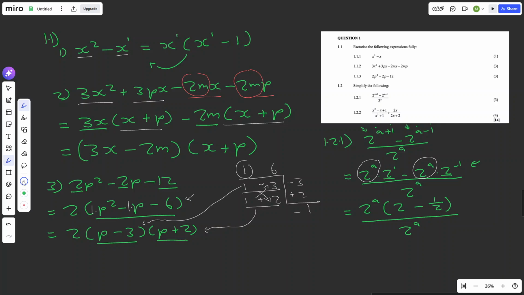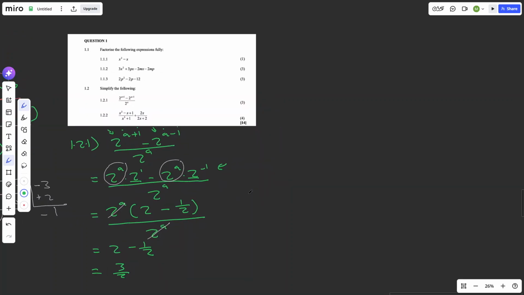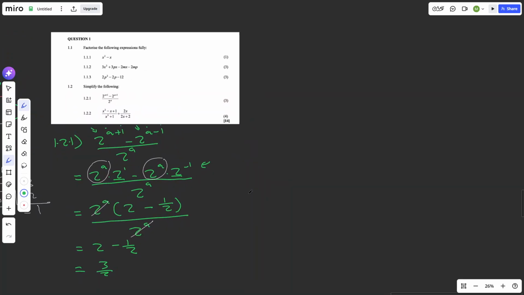So now what you'll notice here is that 2 to the a can cancel out with 2 to the a. Once that is done, we can then simplify this to 2 minus a half, which is equal to 3 over 2. And that is basically it for that question, right? So as you saw, we just took a step-by-step approach. We didn't rush through it. We just broke it up. And then at the end, everything just aligns.